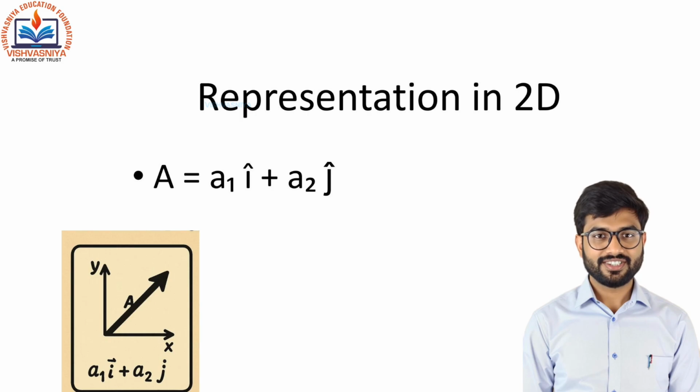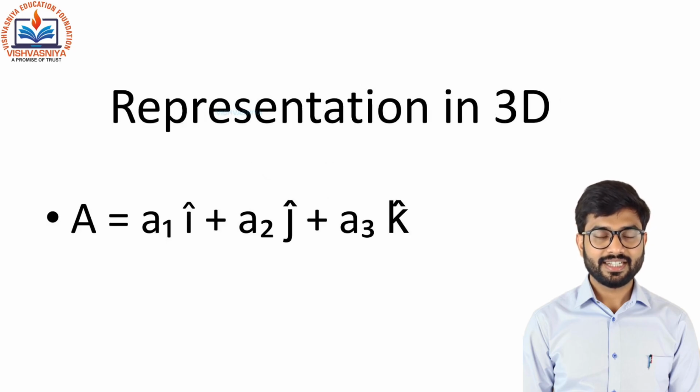In 2 dimensions, we write a vector A as A = A1 î + A2 ĵ. In 3 dimensions, it becomes A = A1 î + A2 ĵ + A3 k̂. Here î, ĵ and k̂ are unit vectors along the x, y and z axis respectively.